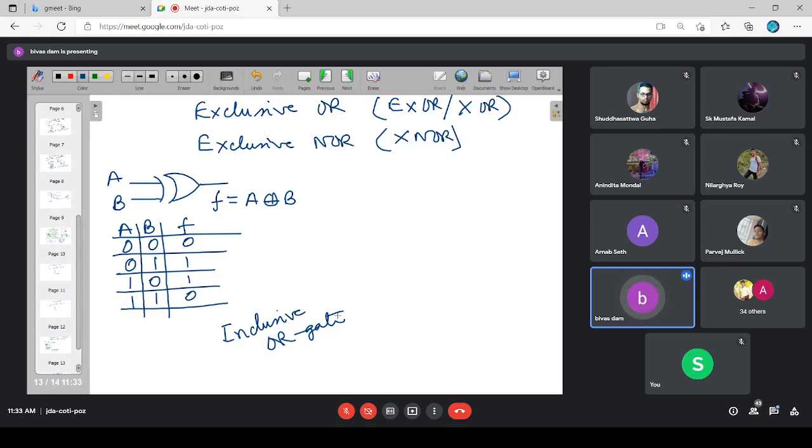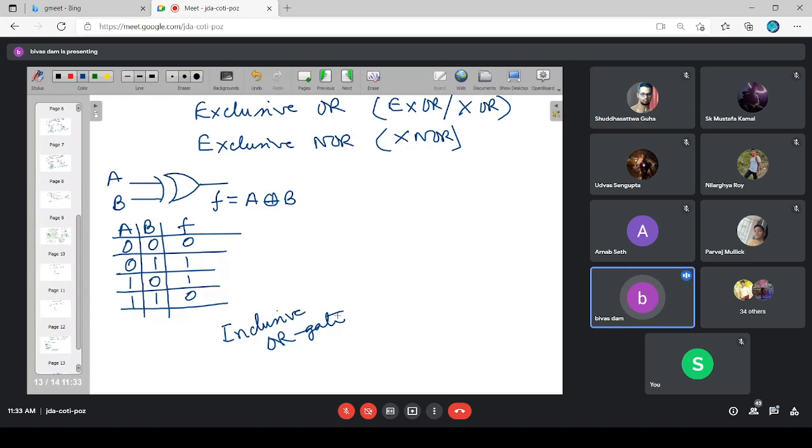Why are we not calling the OR gate the inclusive OR gate? I hope that is clear. Yes or no? Yes, sir. Fine. So what is the meaning of inputs being exclusively true here?